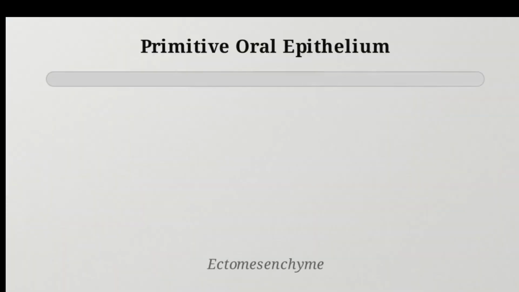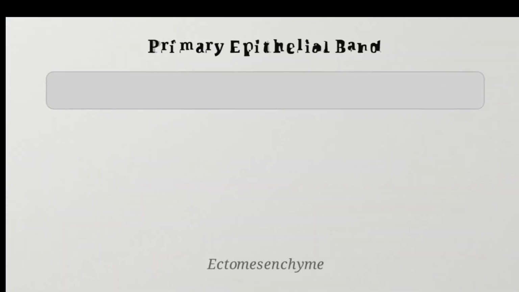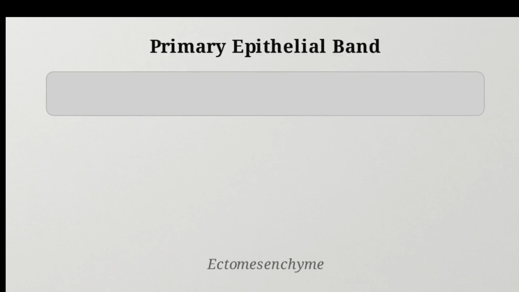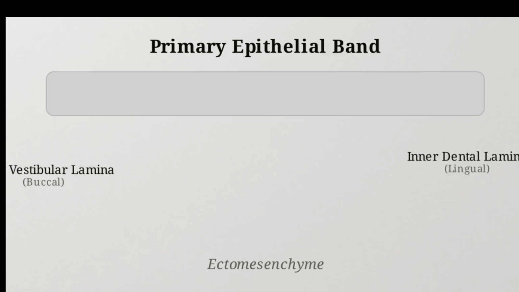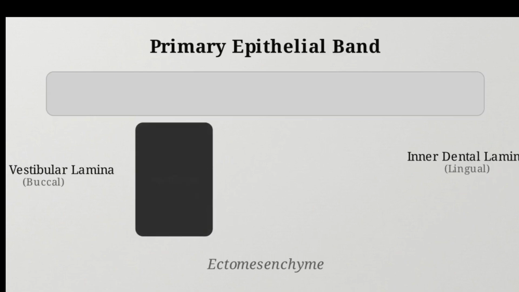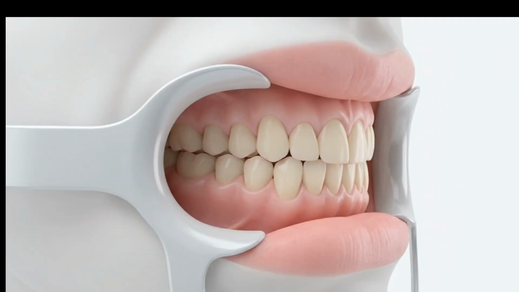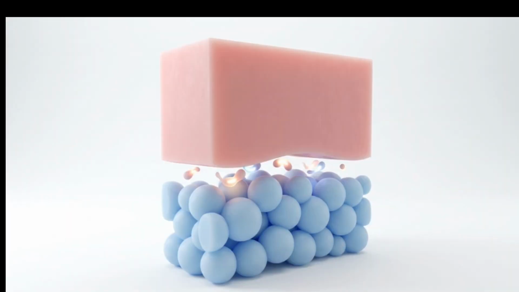The primitive oral epithelium thickens, forming the primary epithelial band across the jaw. This band forks into two distinct paths, an outer vestibular lamina and an inner dental lamina. The outer vestibular lamina rapidly hollows its center, while the inner dental lamina remains solid. That hollowing of the vestibular lamina physically carves out the vestibule of the mouth, the literal empty space between your teeth, lips, and cheeks. Meanwhile, the remaining solid dental lamina begins exchanging chemical instructions with the ectomesenchyme below.